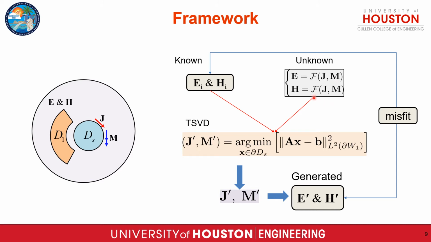First, we formulate the E and H field in terms of J and M, and then we solve this optimization problem to get the J and M. This J and M can generate the E prime and H prime, and we get the misfit between the fields. We minimize this misfit, and we can get the optimum J and M.